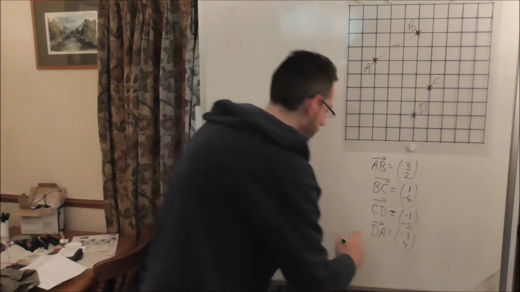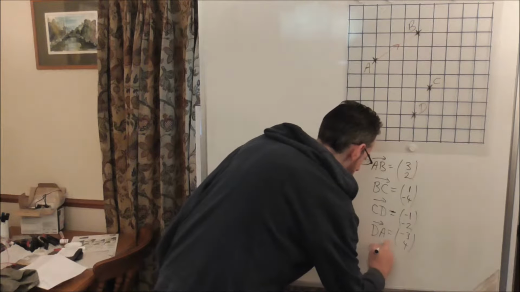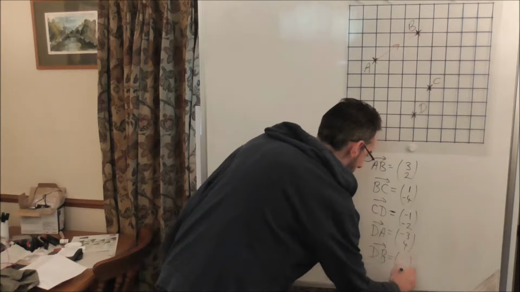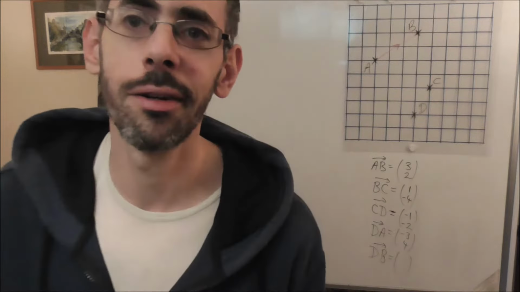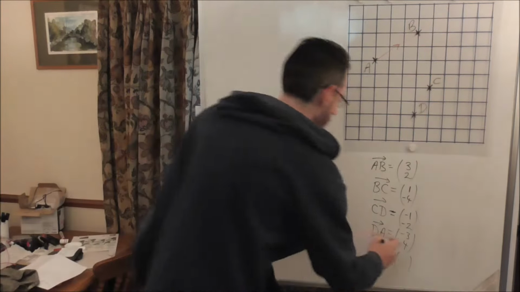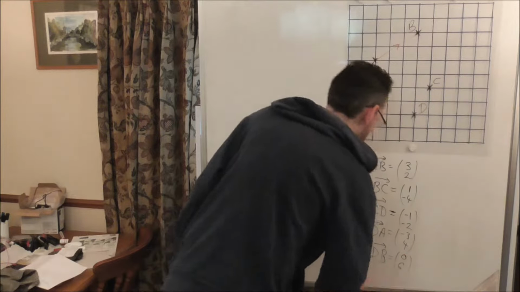I'll also do D to B. That's an interesting one, because that's just straight up. So that's just up 6. So it's across 0, if you like. Up 6. So that's just (0, 6).